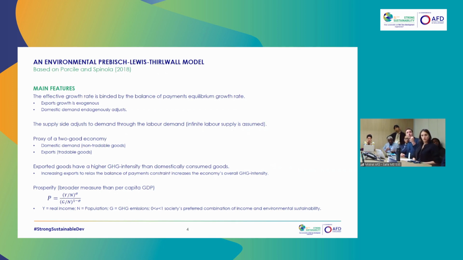The model is based on a previous paper written by Porcile and Spinola in 2018. The main feature of this model is the idea that the effective growth rate of the economy is bounded by the balance of payments equilibrium growth rate. So exports grow at an exogenous rate, and then domestic demand has to adjust endogenously to the growth rate of exports. There we see the Thirlwallian flavor of the model.